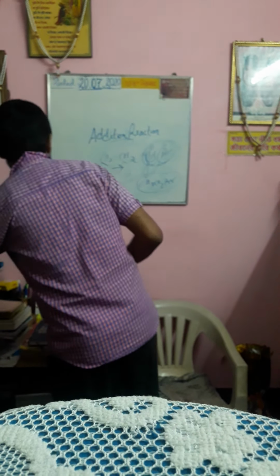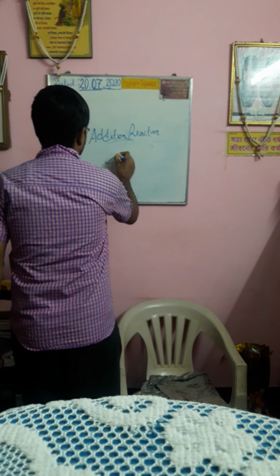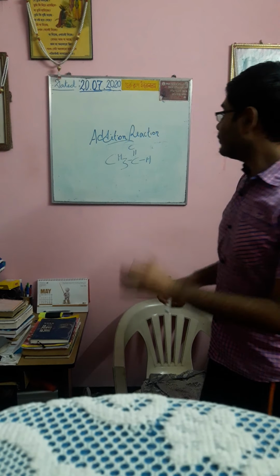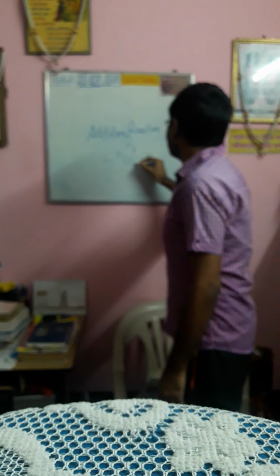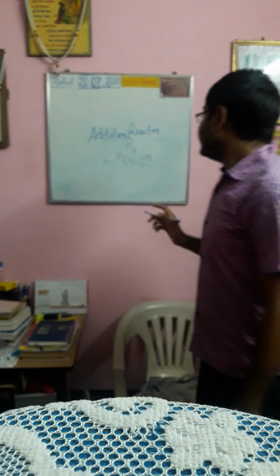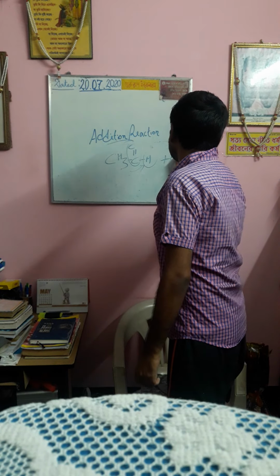So students, I am taking an example of an aldehyde. So what is an aldehyde? I am writing on the board. So it is an aldehyde. You can see on the board there is a C double bond O and another is H. So it is an aldehyde. What is the name of this aldehyde? It is acetaldehyde. So we are taking acetaldehyde and HCN.